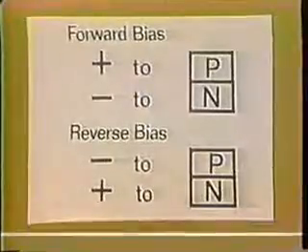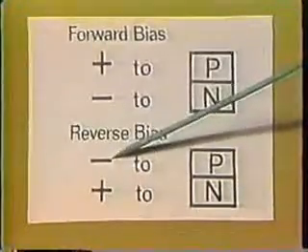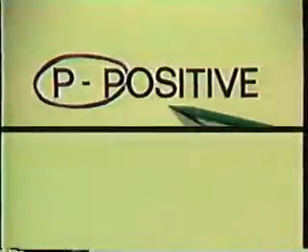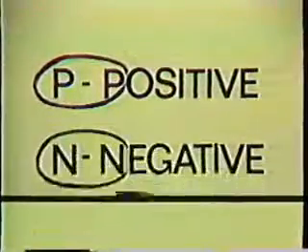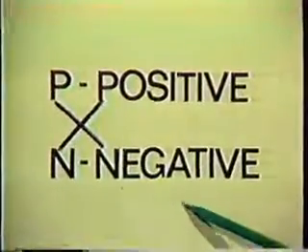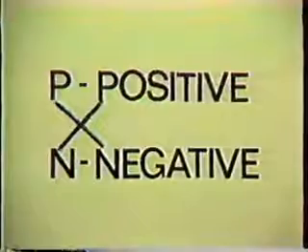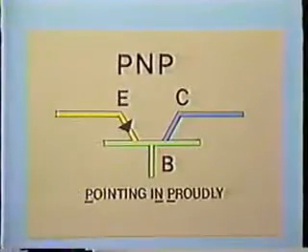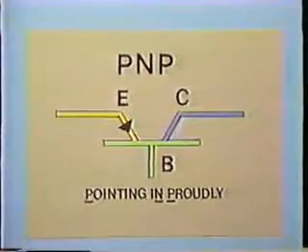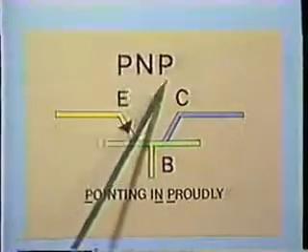For an NPN transistor, the emitter-base junction is forward biased by connecting the negative terminal to the emitter and the positive terminal to the base. The collector-base junction is reverse biased by connecting the positive terminal to the collector and the negative terminal to the base. For forward bias, positive to P-type material and negative to N-type material. For reverse bias, negative to P-type material and positive to N-type material.